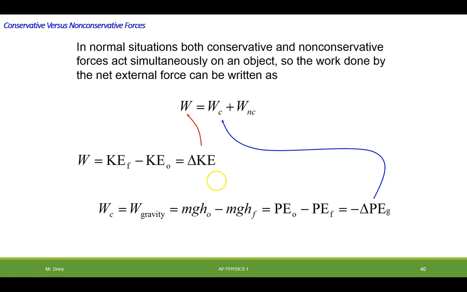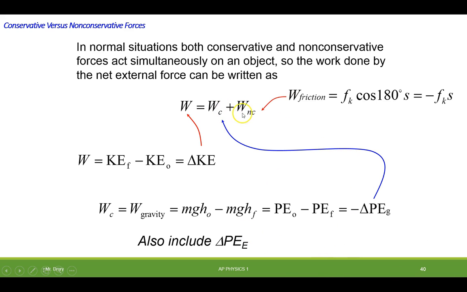Work conservative is things like potential energy gravitational, or potential energy elastic, because those forces are conserved. And work non-conservative would be like the work due to friction. Okay? So they're all happening at the same time.